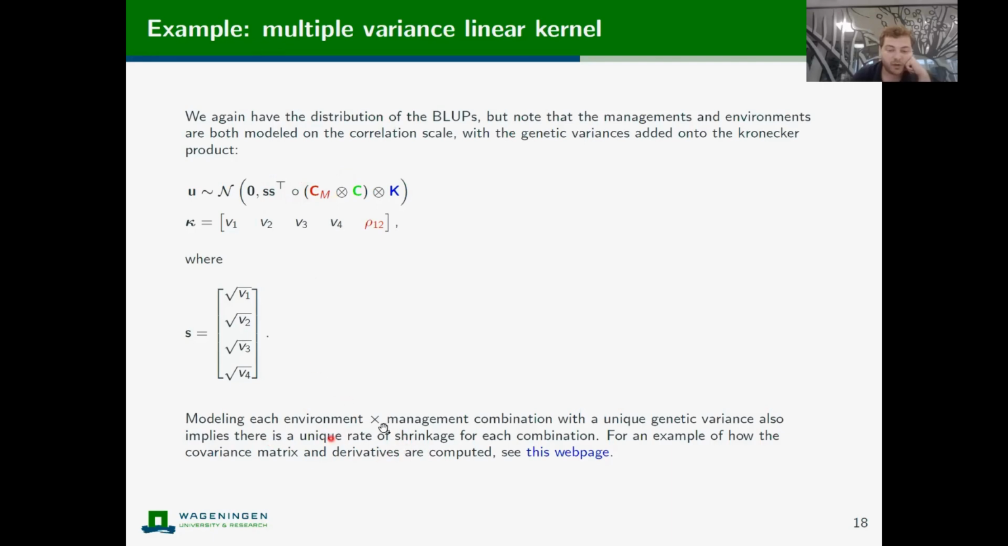Like I mentioned before, doing this also means that we get a unique rate of shrinkage for each combination, which might be nice from a prediction point of view. I won't go into detail on how the covariance matrix looks and what the derivatives look like. I wrote a sort of blog post where I included some more information and more examples, so you can look at that later as well if you want some more info.